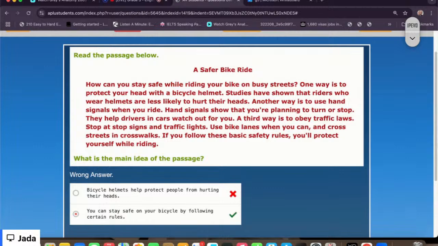Alright, can you guys let me know on the chat if you have any questions concerning this particular lesson, which is main idea?